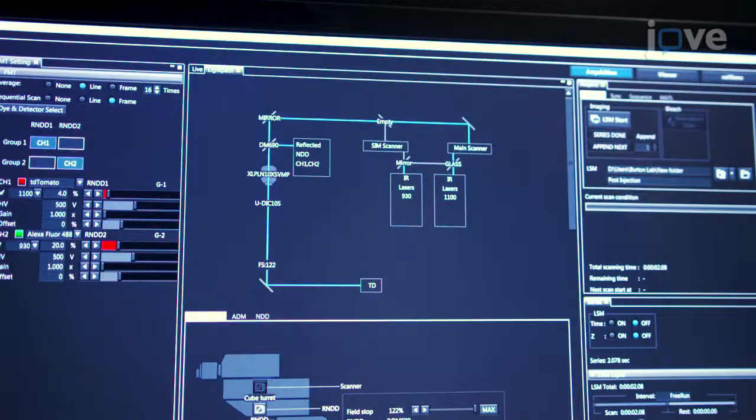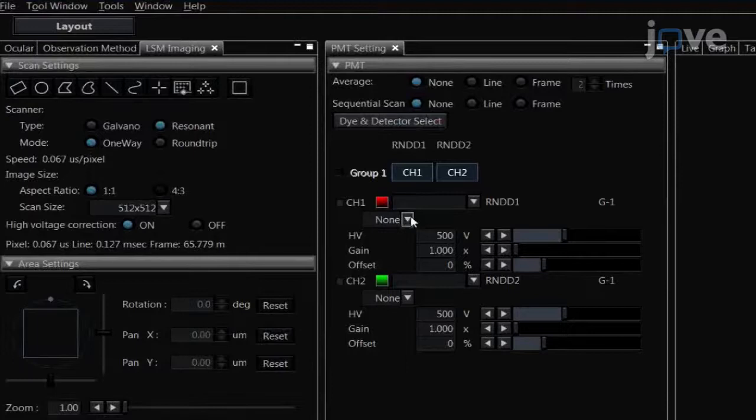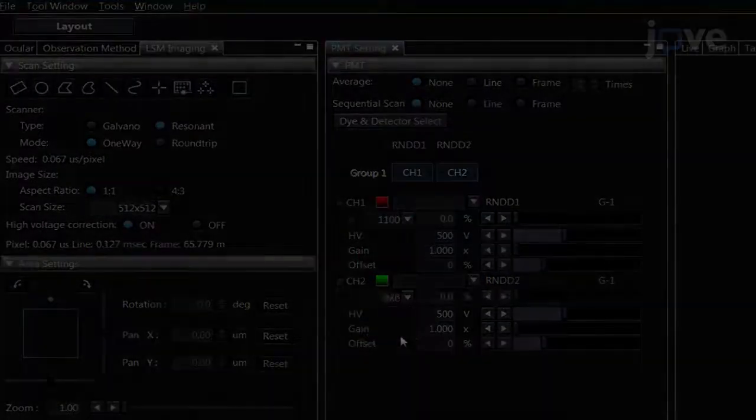Use a dichroic mirror of 690 to 1050 nanometers to direct the light path of both excitation lasers to the single objective, allowing the 930 nanometer tuned excitation laser to be reflected to the main scanner, and the 1100 nanometer tuned laser to pass directly into the main.